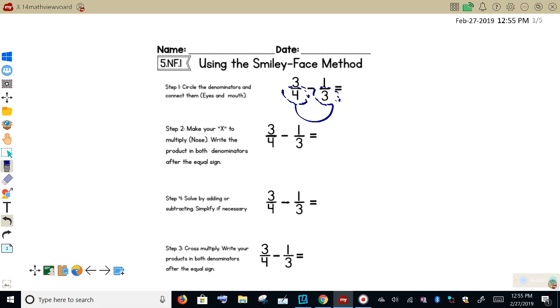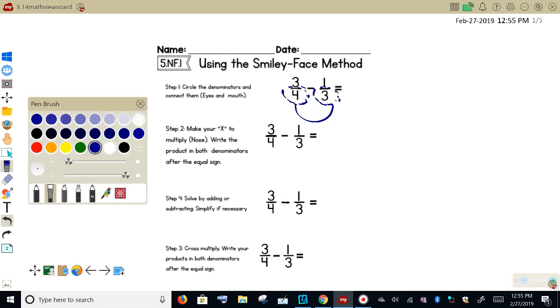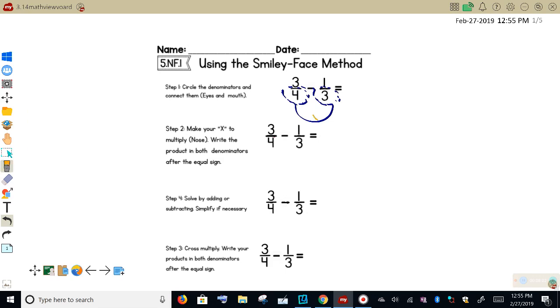Okay. What about step 2? Alicia, what does step 2 say to do? Make an X to multiply, and write their product as the denominators after the equal sign. So let's make our nose. I'll make it orange. Maybe you want it a little bit higher. It's okay. All right, so like I said, it's a little bit of a stretch, but maybe you can see the eyes and the nose, and then a smiley face because it's math, of course.